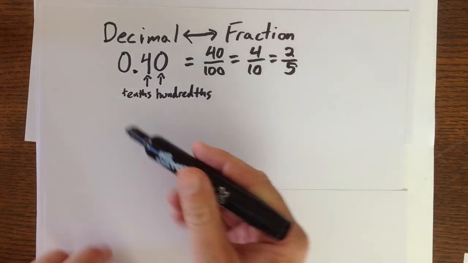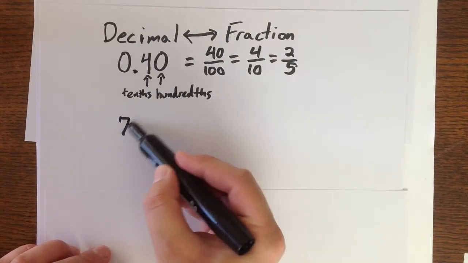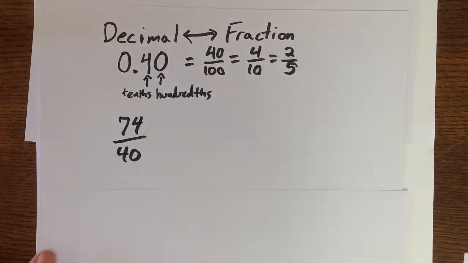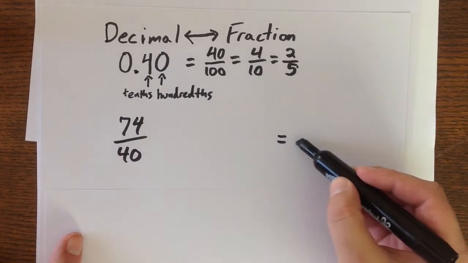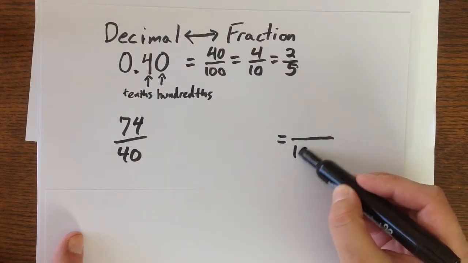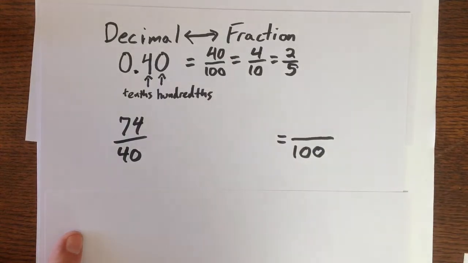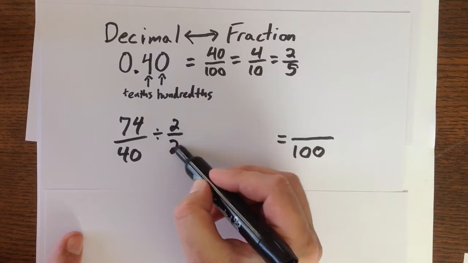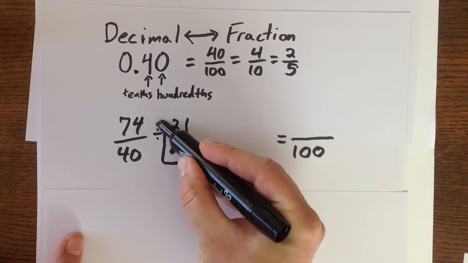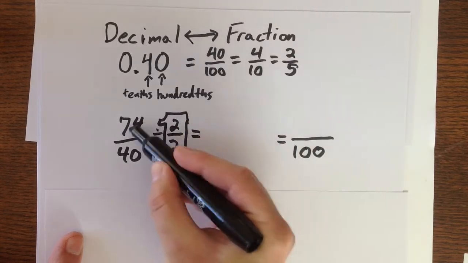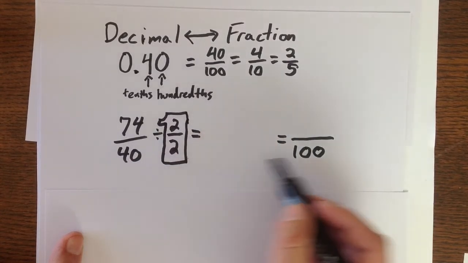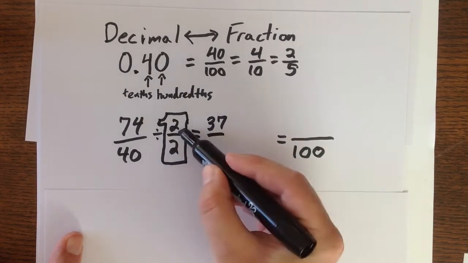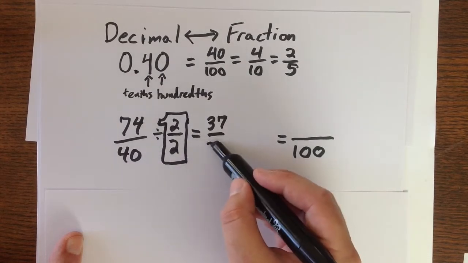To go in the other direction, let's consider a more complicated fraction, such as 74 out of 40. To make this a decimal, I'm going to try to make this a fraction out of 10 or a fraction out of 100, just like the place values. So I'm going to use a giant 1 to reduce this, by dividing by 2, to make this fraction a little simpler, and then we'll scale up to 100. This gives me 37, because 74 divided by 2 is 37, and 40 divided by 2 is 20.